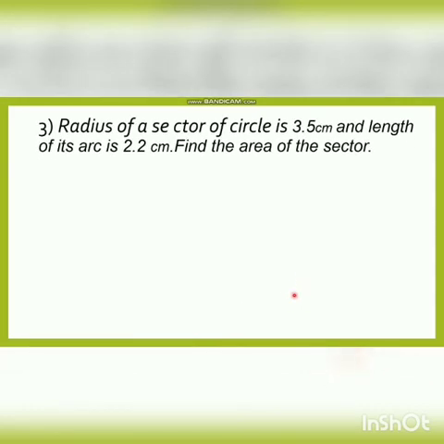Our next example, example number 3, you can see on screen. The radius of a sector of a circle is 3.5 centimeter.